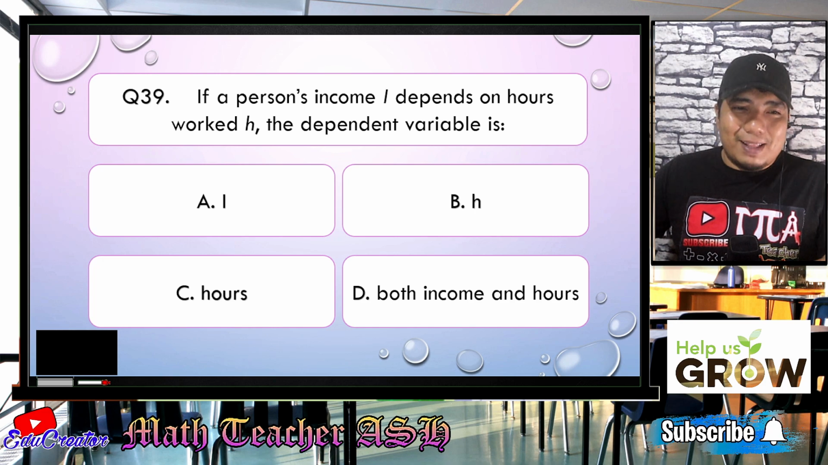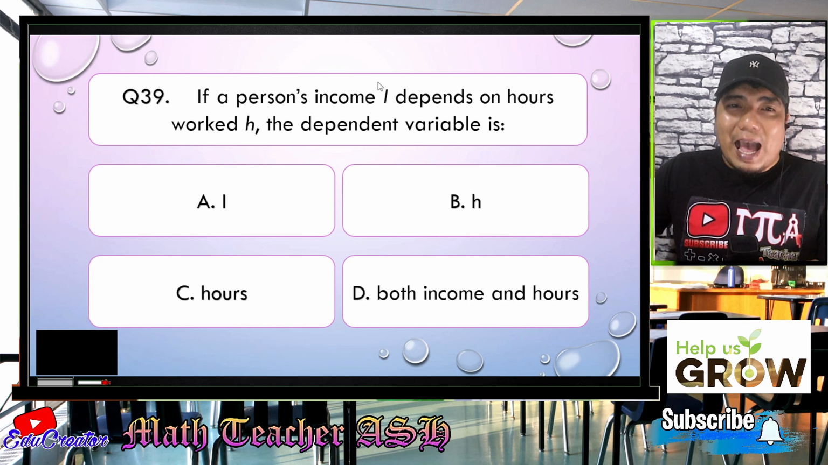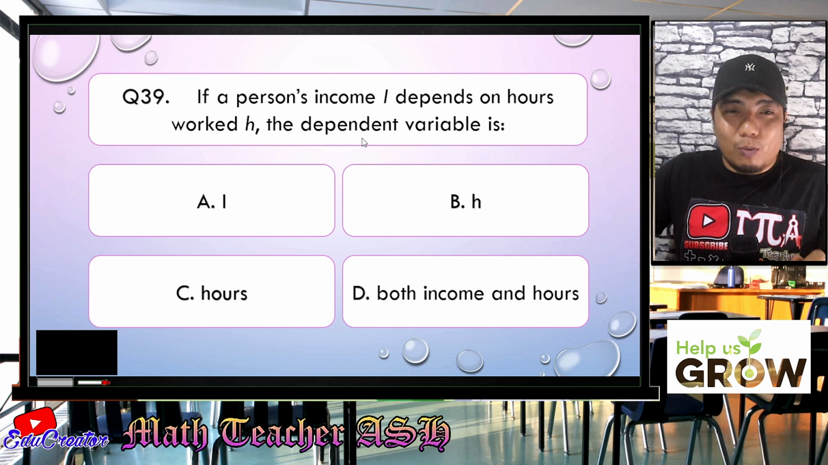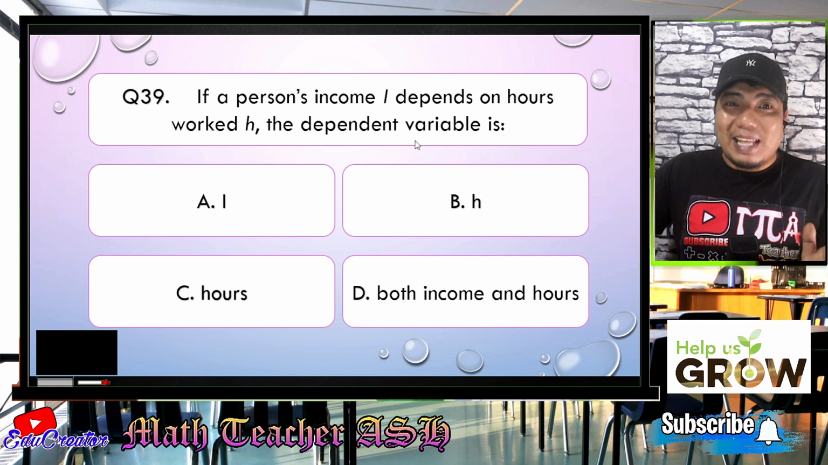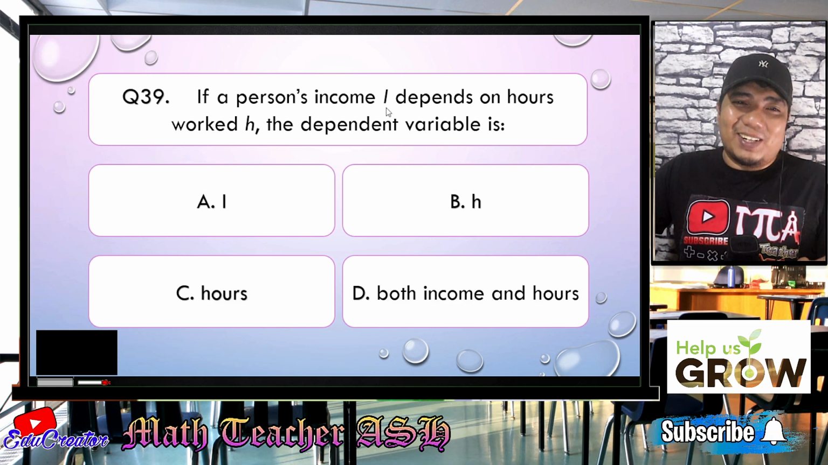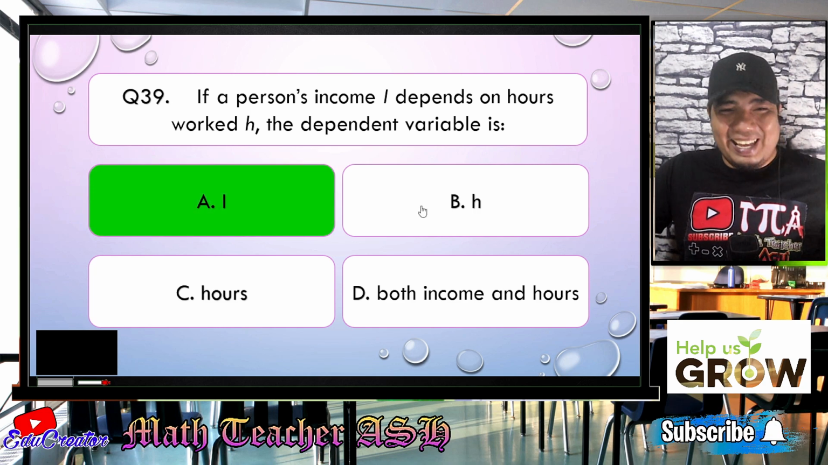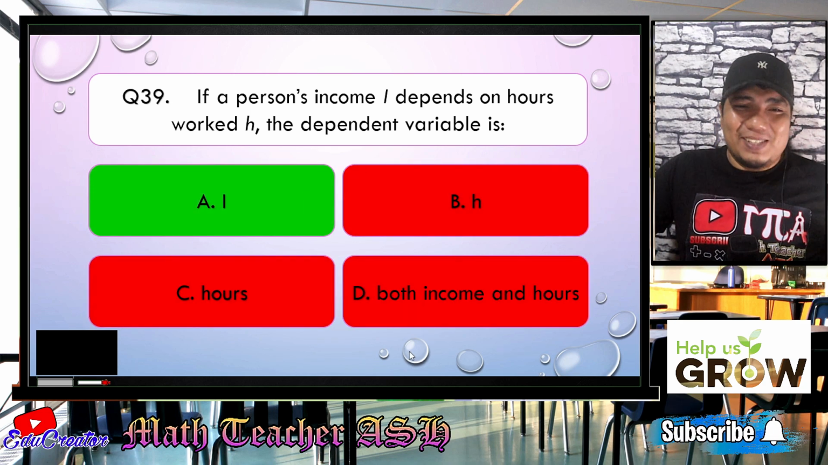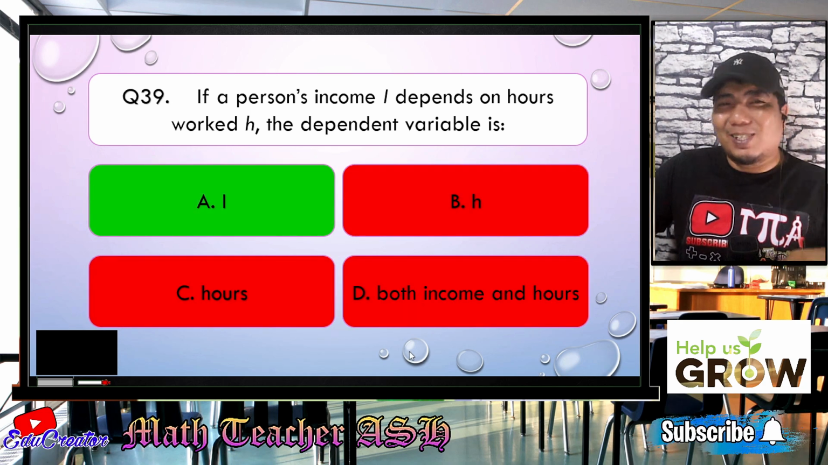All right, math learners, this question is very, very easy because it is already here. I depends on hours. So basically, the dependent variable is letter I. Easy, right? Very, very easy, my dear math learners. So now let us go to the last question.